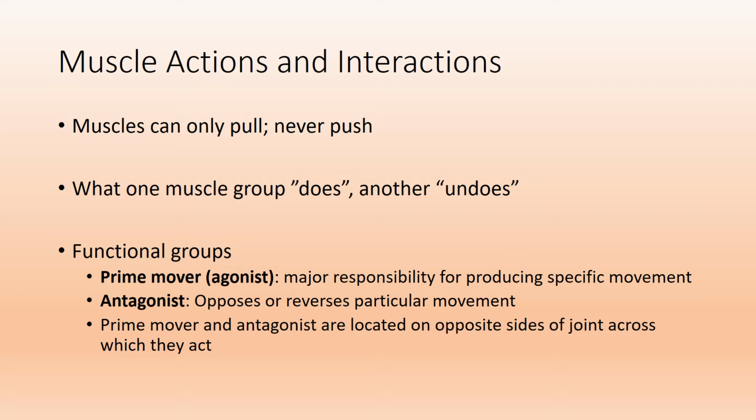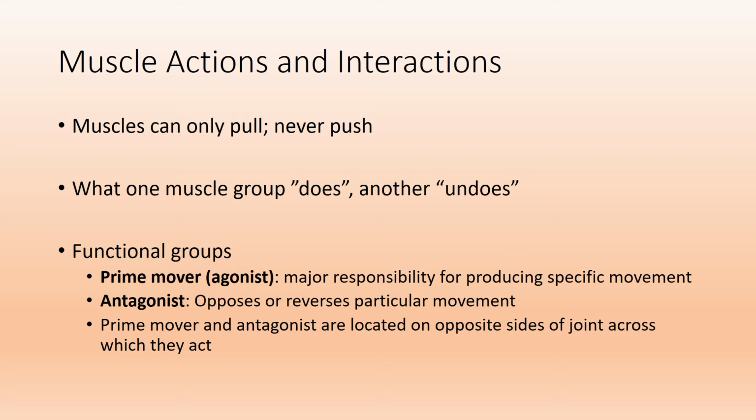Something else we need to address is the fact that whatever a muscle group does, there is another group that undoes that action. Some groups that oppose each other that you might be familiar with include the biceps and the triceps, or the quadriceps and the hamstrings.